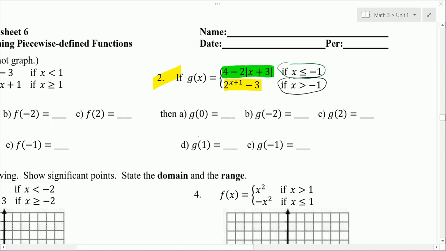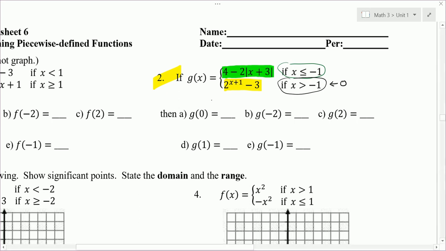So find g of 0. When you're finding g of 0, you need to know which piece do I use. Do I use the top piece that I highlighted in green, or do I use the second piece, which is highlighted in yellow? And that's when you look at the domain restrictions. So is 0 less than or equal to -1, or is 0 bigger than -1? Well, 0 would fall into the second category, and so then you plug in 0 into the second equation.